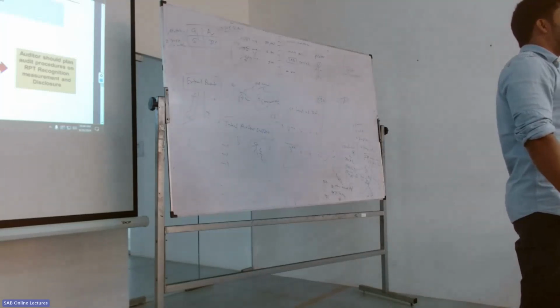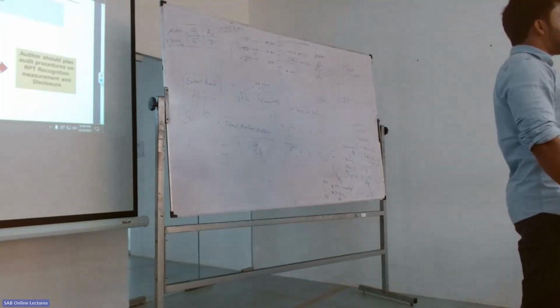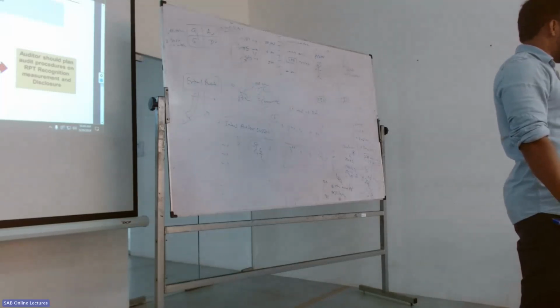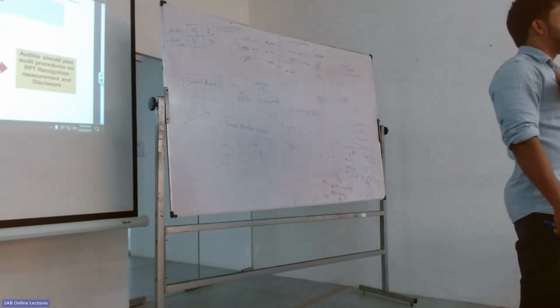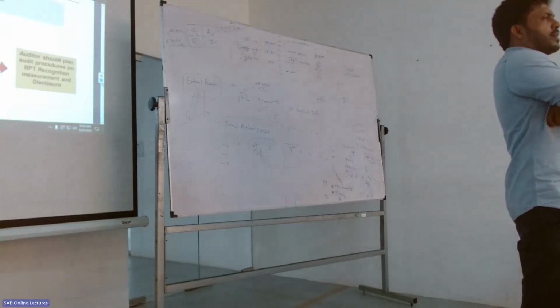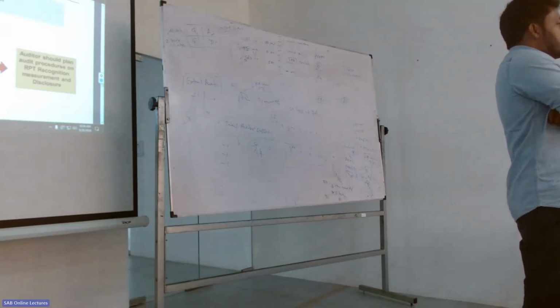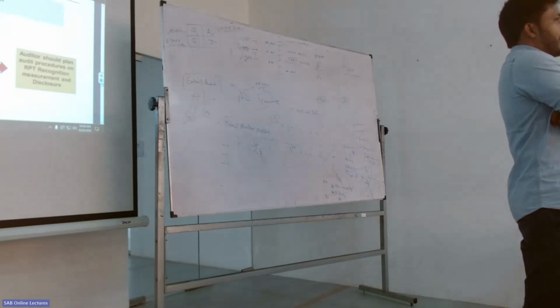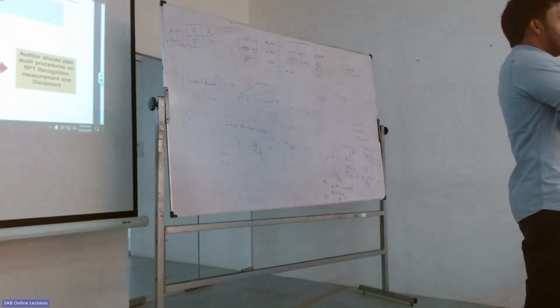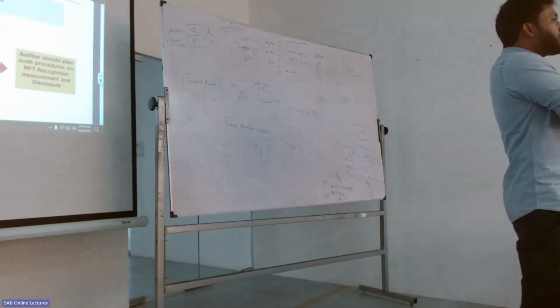Under related party, first we need to identify, then measure that transaction, and then disclose it to make the stakeholders aware. A related party transaction is not bad. You can do it, but everything should be disclosed to the audience.